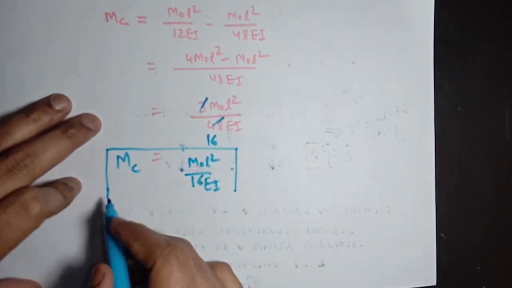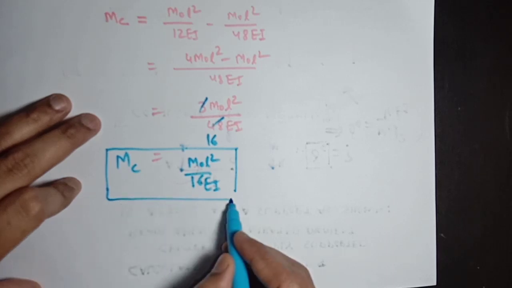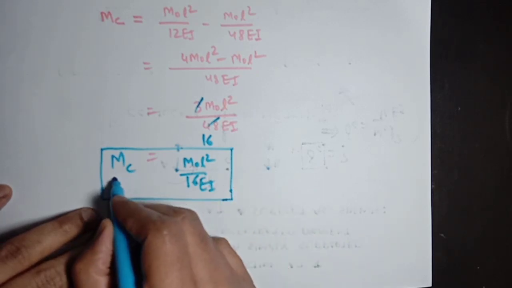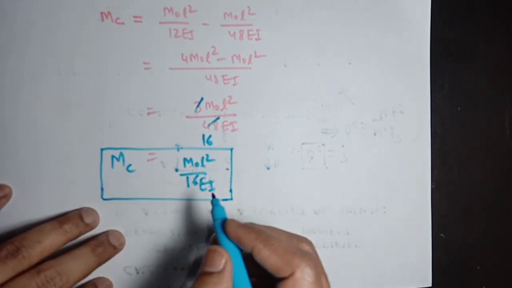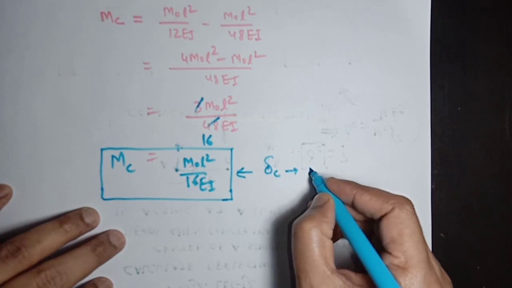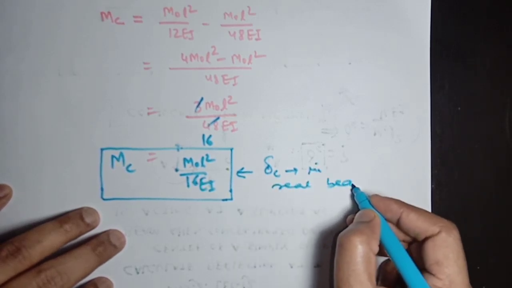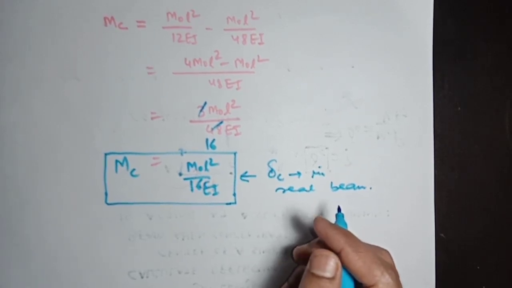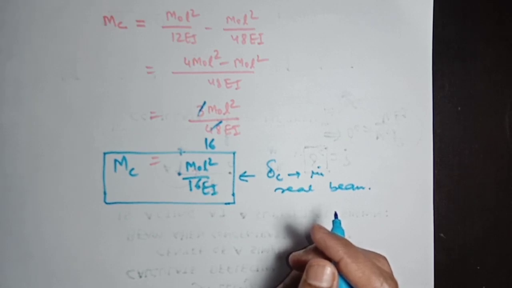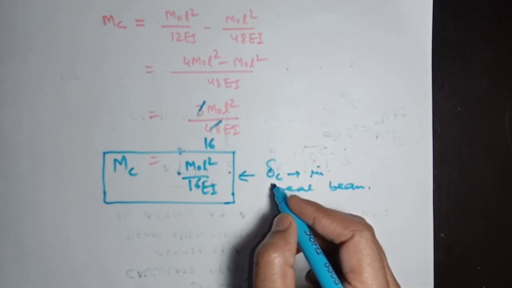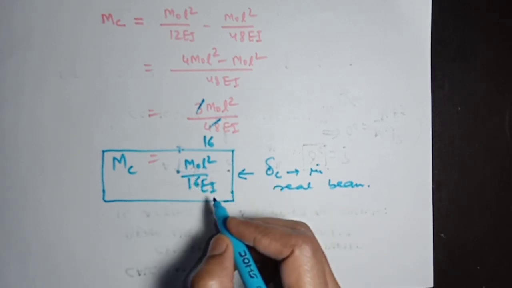This conjugate beam is the conjugate beam of a real beam of the same span, which is subjected to a concentrated moment, and this bending moment calculated at C, at the center of the conjugate beam, is the deflection delta C in the real beam. From the conjugate beam method, it's very easy to find deflection at the desired point if we are able to find bending moment at the same point in the corresponding conjugate beam. So here deflection delta C has been found as M0L square divided by 16 EI.